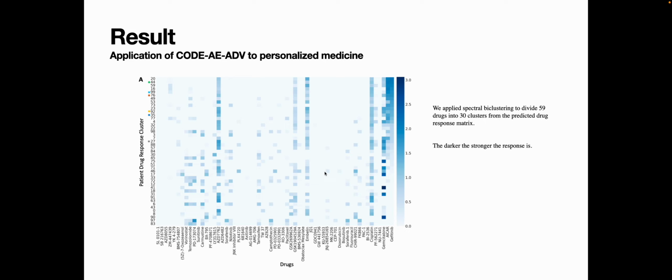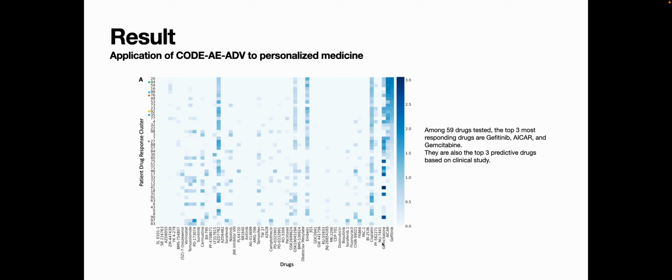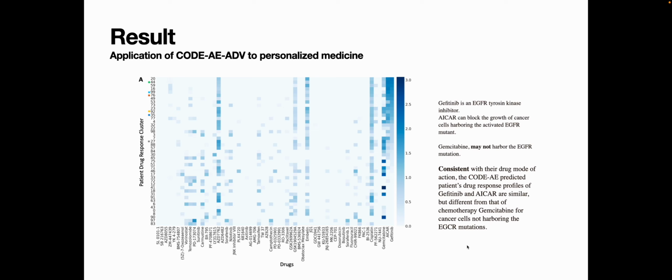And here is the result of the application of CODE-AE to personalized medicine. We applied spectral biclustering to divide 59 drugs into 30 clusters from the predicted drug response matrix. And from this heat map, the darker, the stronger the response is. Among the 59 drugs tested, the top 3 most responding drugs are Gefitinib, AKT, and gemcitabine. They're also the top 3 predicted drugs based on the clinical study.